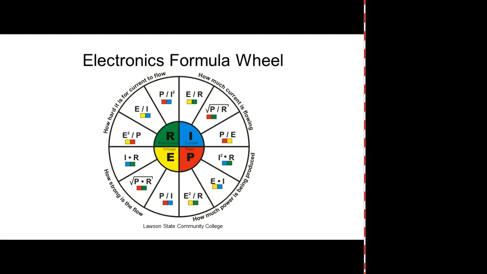So what happens, this is, y'all ever seen this guy right here? I can bring y'all a copy of this. This is what they call the electronic formula wheel, which basically gives you, if you want to solve for R, you'd look over here, right? And there's your R formulas.